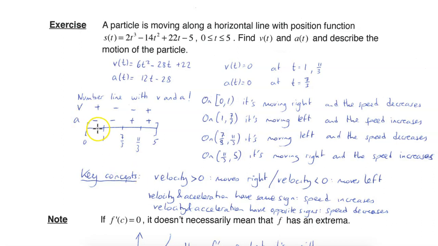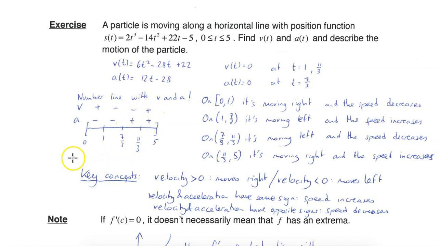So this is when it's useful to have both the signs of a and v together on the same number line. We can see here a is negative, v is positive. That means the speed is decreasing. This is what we wrote here. On the second interval, from 1 to 7 over 3, we compare the sign. We notice they are the same, so the speed increases. Then the speed decreases, and finally the speed increases.